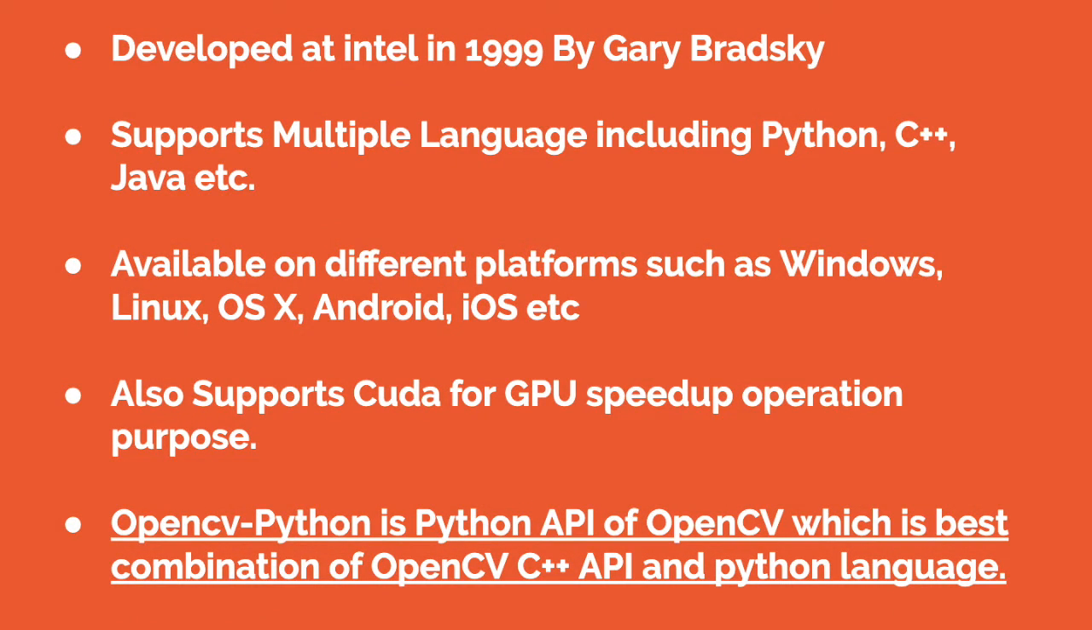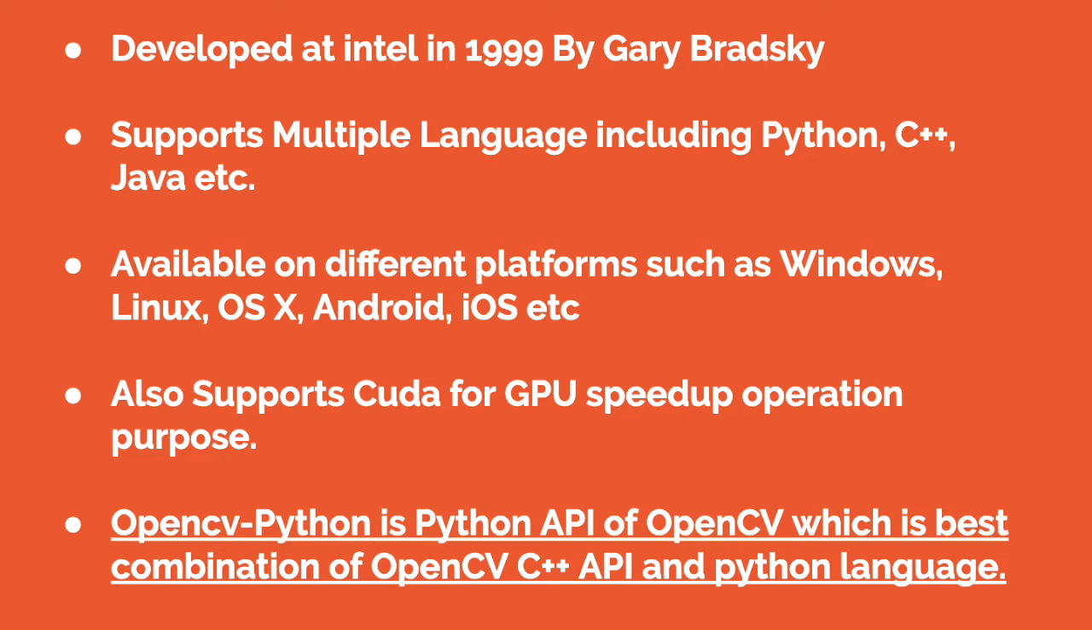So OpenCV was developed at Intel in 1999 by Gary Bradsky and one of his colleagues. They started this project as Intel's internal project. Then they made this open source for public use. OpenCV supports multiple languages including Python, C++, Java, etc. And all the platforms which support these languages also support OpenCV.